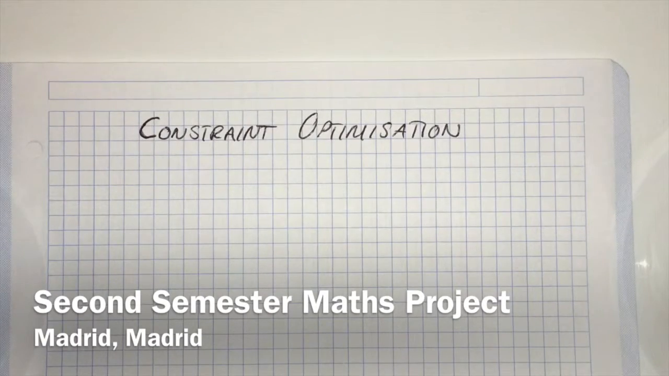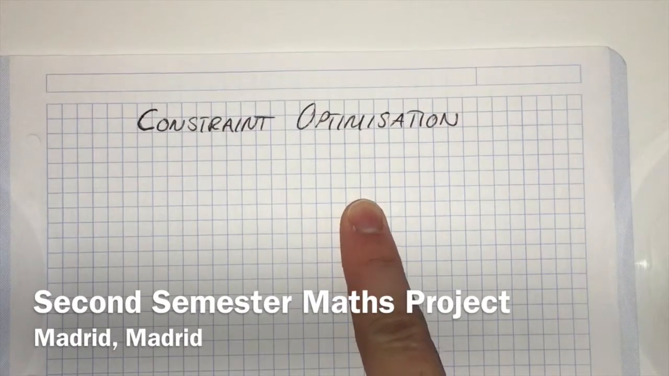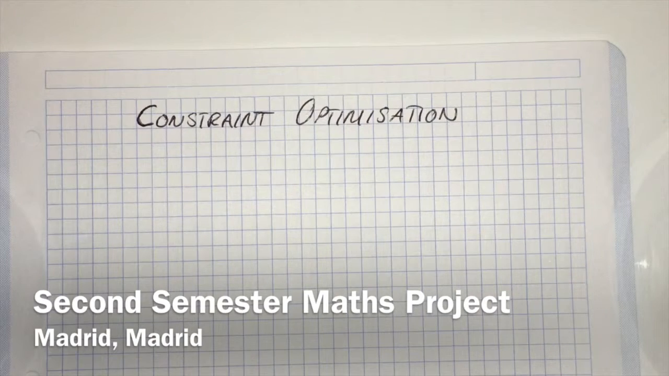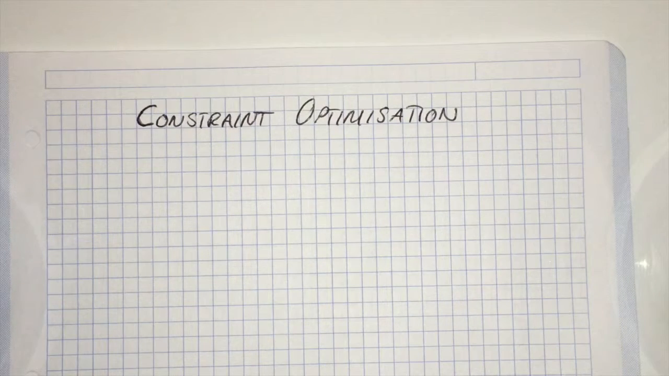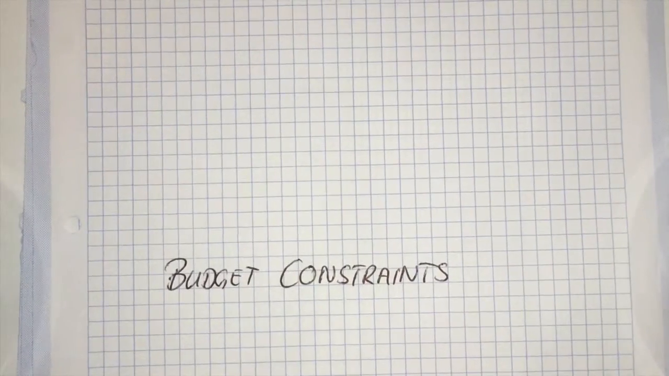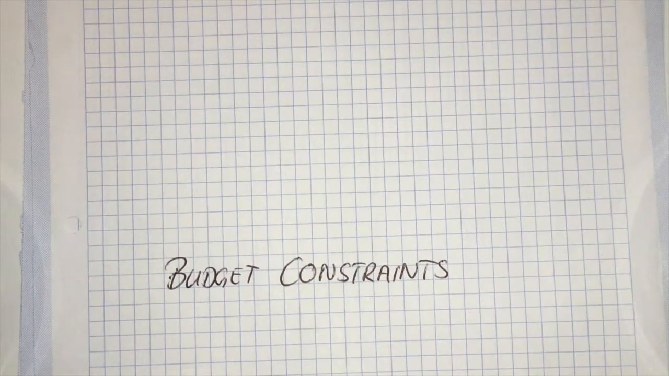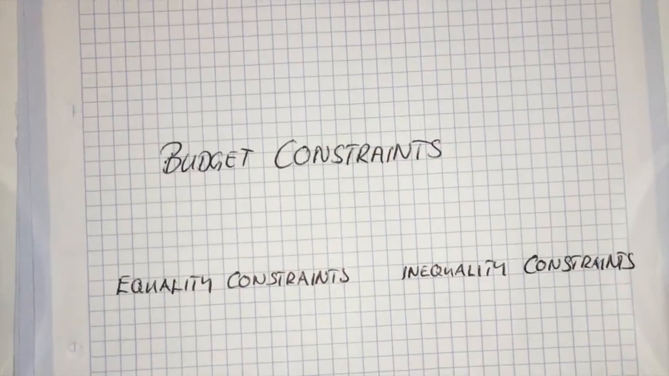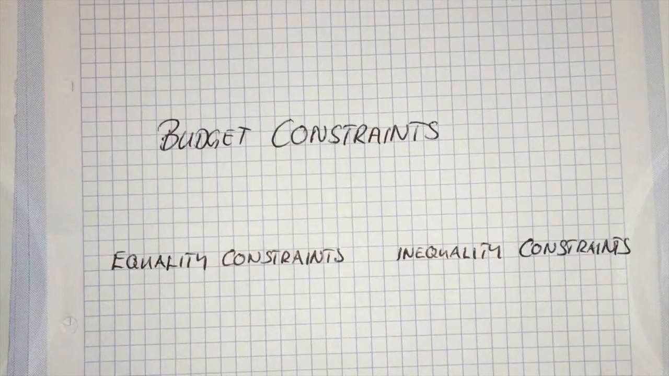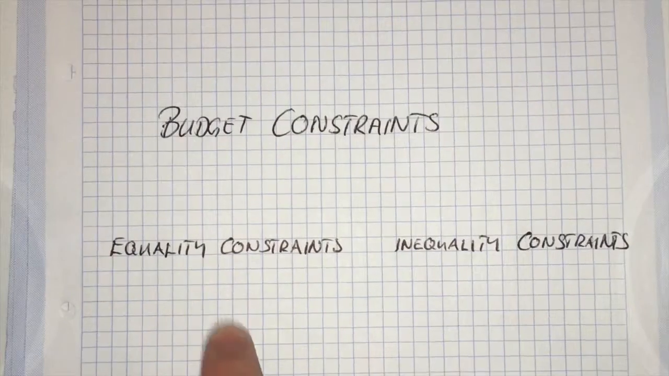Hey guys, today we're going to focus on constraint optimization. Now if you think that you will never use this in real life, you've got it all wrong. We're going to be talking about budget constraints. Especially, there are two types of constraints, equality and inequality constraints. But we will focus on equality constraints.